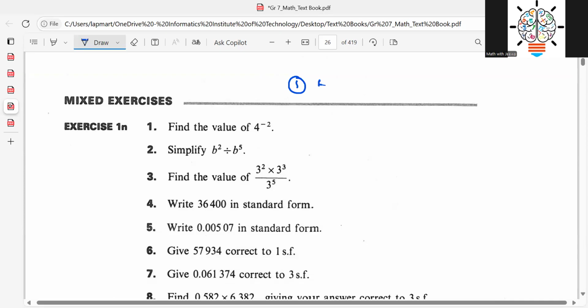So here, 4 to the power -2 means that first of all, we want to get the reciprocal. For that, I write it like this. So this becomes 1 over 4 to the power -2. So then the answer is 1 over, sorry, that becomes positive, right? So then 4 to the power 2. So then we have 4 times 4, and the answer is 1 over 16. Okay, the answer is 1 over 16.